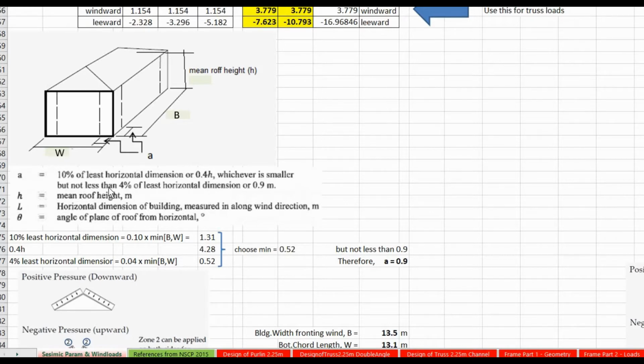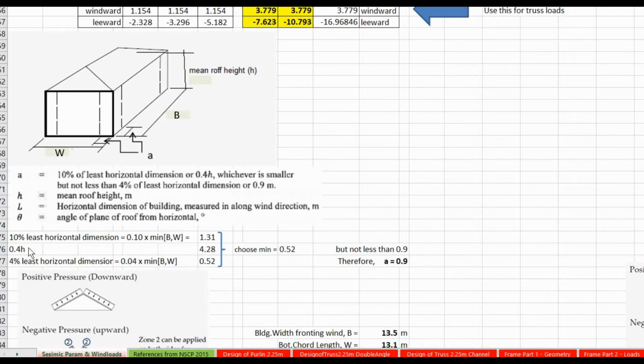So we have here 4 conditions. And then we have H, that is the mean roof height, that is from the ground to the half of the truss height. And then we have L, that is the horizontal dimension of building measured in along wind direction. I think that is B. And then we have angle theta. Now let's compute our A.